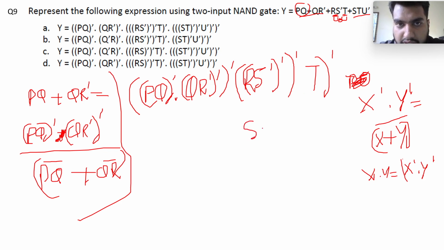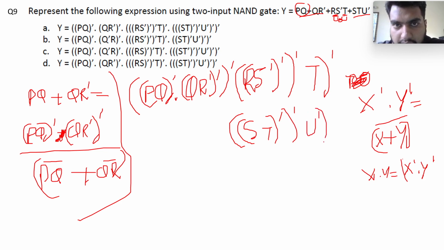So I write here ST, and I will take a complement, then I will again take a complement, and then the U complement, and then again take a complement, and then the whole thing will be complemented again. So this thing is also shown in one of the lectures, you can directly refer to that. It's pretty easy, you are simply using De Morgan's law. So I'll just elaborate here also.